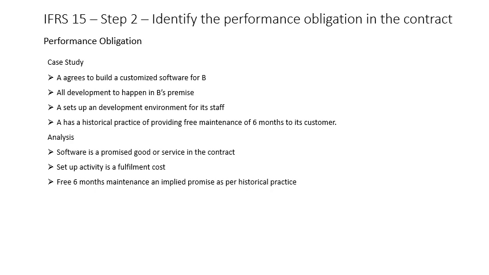Now, let's talk about the historical practice of providing free maintenance. Even though in the contract there is no mention of providing maintenance to the customer, which is B, since there is a historical practice of providing free maintenance, this creates a valid expectation from a customer's perspective, and this would fall within the definition of implied promise. So, implied promise would be a performance obligation, and in this case, A needs to identify free maintenance of 6 months as a performance obligation.